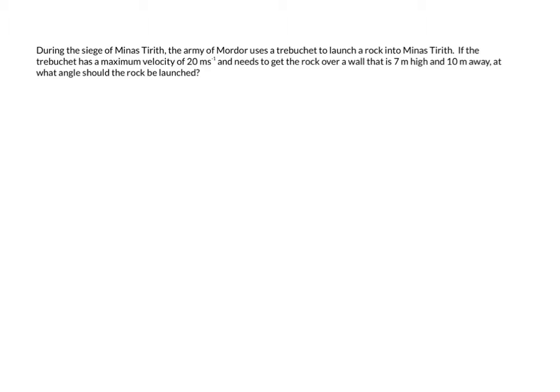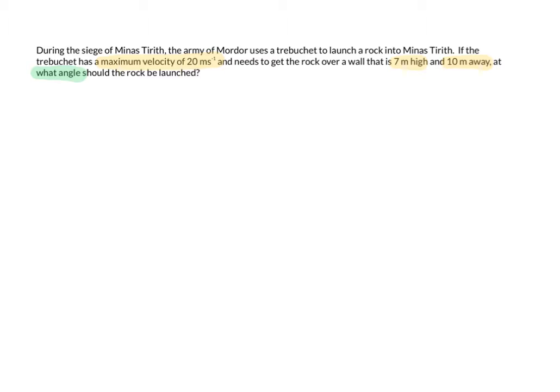During the siege of Minas Tirith, the army of Mordor uses a trebuchet to launch a rock into Minas Tirith. The trebuchet has a maximum velocity of 20 meters per second and needs to get the rock over a wall that is 7 meters high and 10 meters away. At what angle should the rock be launched? What angle? And actually, I'm going to do that in a different color because that is my unknown. So let's go ahead and get started.